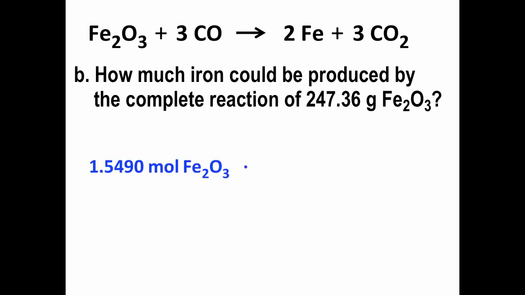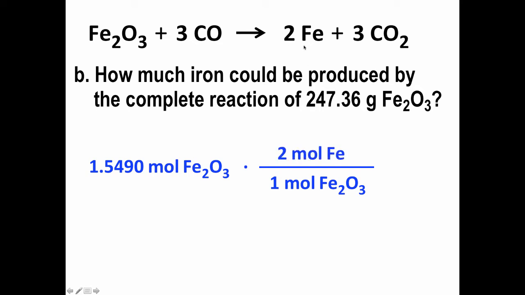Now next we note that 1 mole of Fe2O3 requires 3 moles of CO, and produces 2 moles of Fe and 3 moles of CO2. So if what we want is moles of Fe, now our conversion factor is 2 moles of Fe produced per every 1 mole of Fe2O3 that reacts. We set up our conversion to cancel out the moles of Fe2O3 that we started with to get us moles of Fe, which is what we want, and that turns out to be 3.0980 moles of Fe.